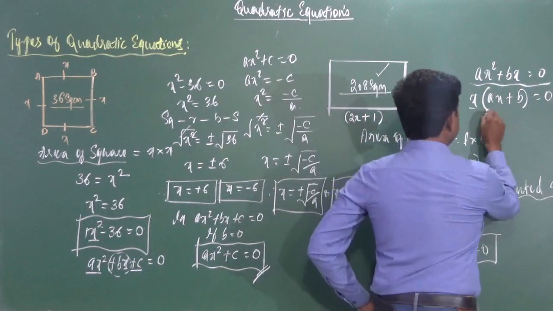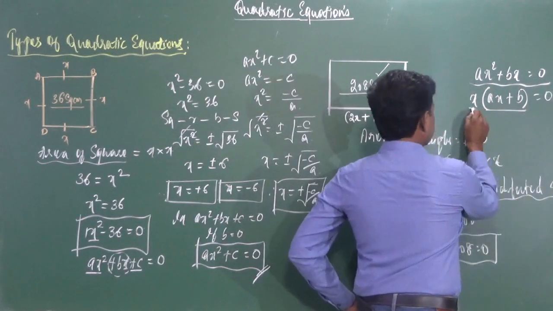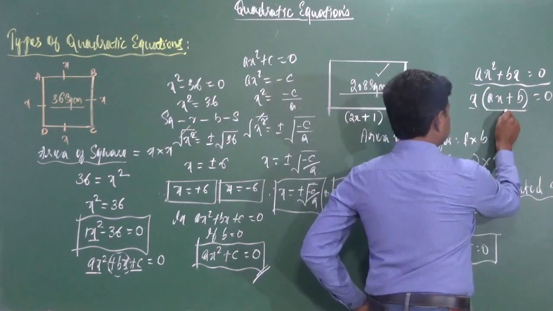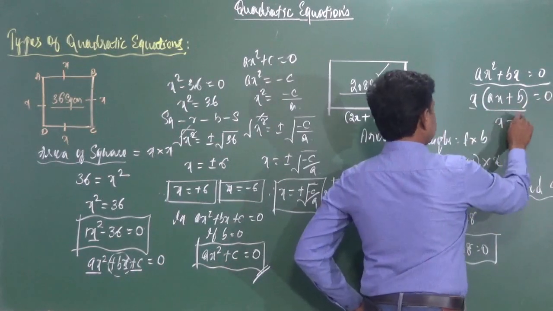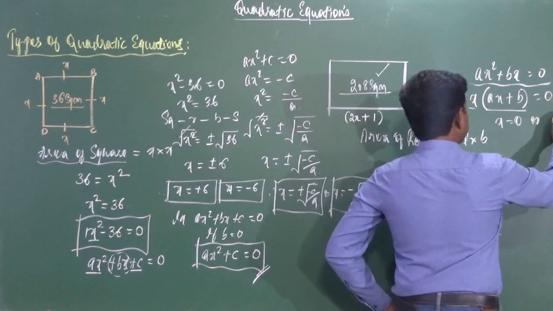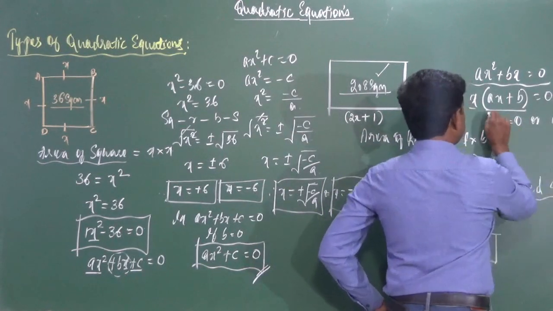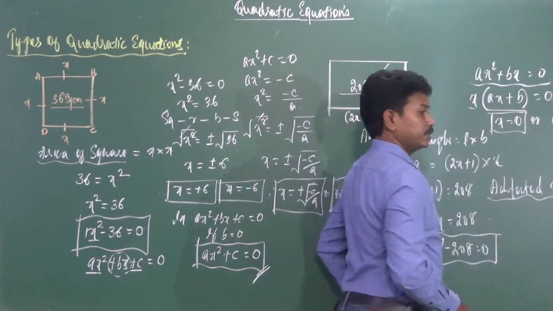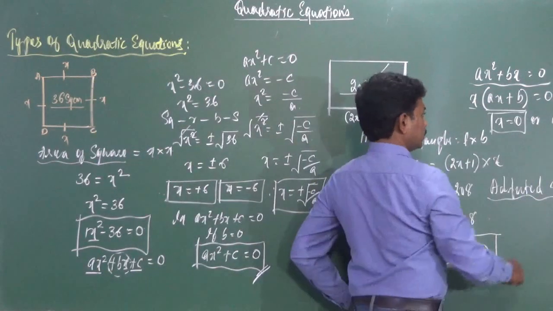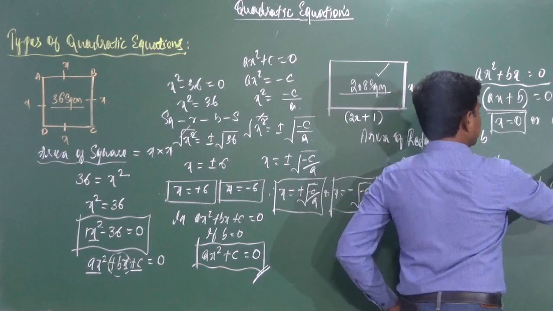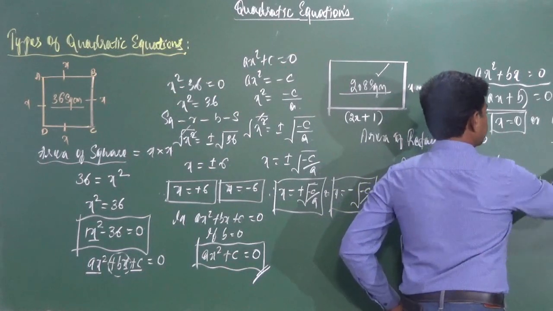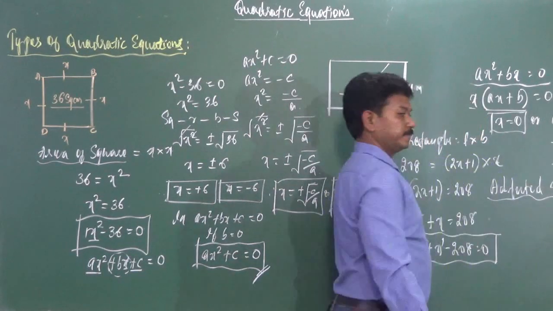So x into (ax + b) equal to 0 means either this is 0 or this is 0, or this into this is equal to 0. Therefore x is equal to 0 or ax + b is equal to 0. X is equal to 0, we have already got one of the roots. Here ax is equal to minus b, x is equal to minus b by a. So this is another root.